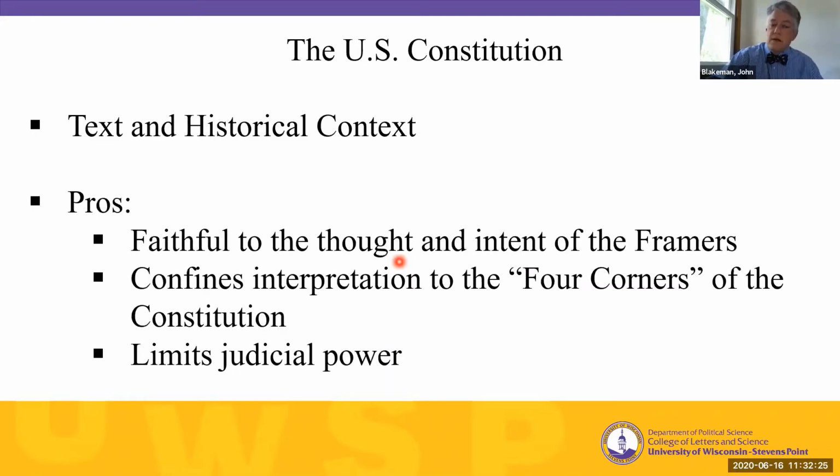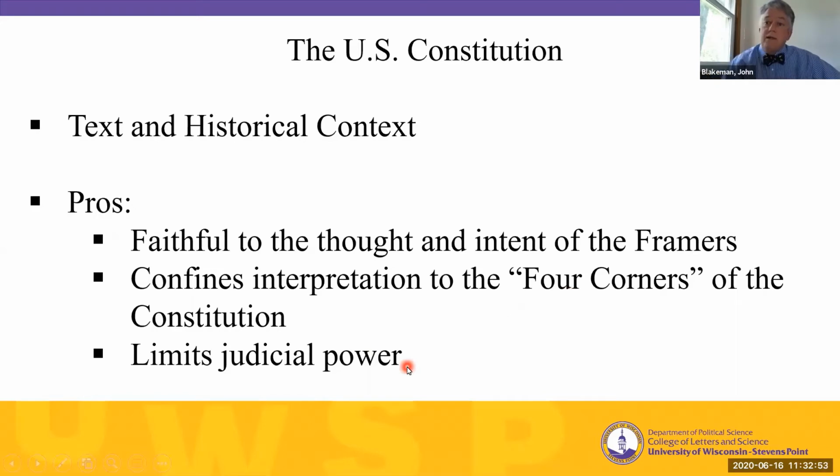So, some of the pros to this approach to the U.S. Constitution. First off, it's faithful to the thought and intent of the framers. It pays historical fidelity to the people who wrote the Constitution. It confines the interpretation of the Constitution to what we call the four corners of the document, so that we don't read beyond the Constitution.